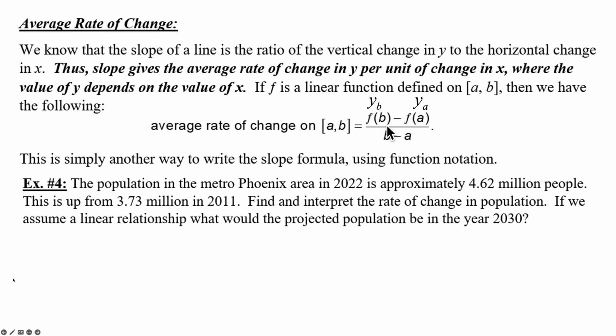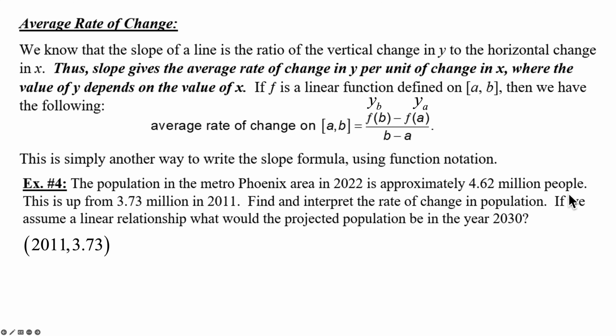All right, let's look at an example. The population in the Metro Phoenix area in 2022 is approximately 4.62 million people. This is up from 3.73 million in 2011. Find and interpret the rate of change in the population. If we assume a linear relationship, what would the projected population be in the year 2030?